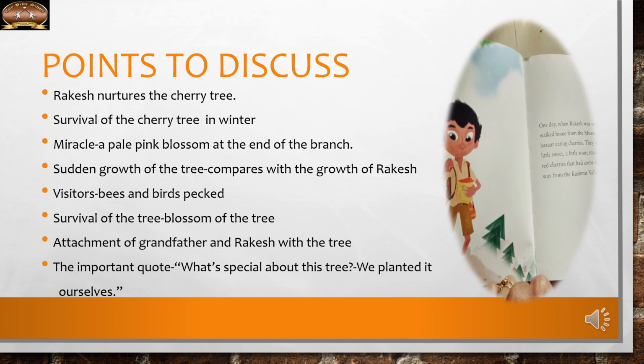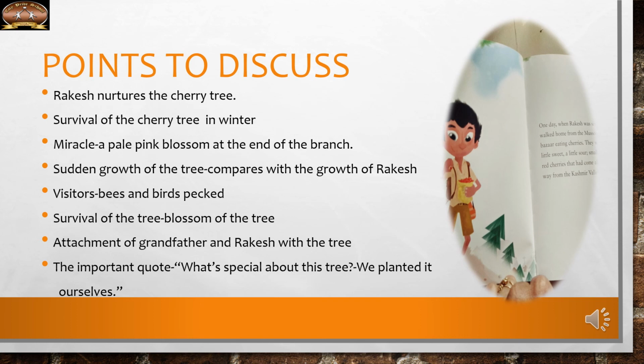Now Rakesh had grown so that he could run and jump and climb trees as well as most boys, and he read a lot of books, although he still liked listening to grandfather's tales. Now it is written that the other visitors to the cherry tree, like bees and tiny birds, pecked at the blossoms and broke them off, but it continued blossoming. So the visitors, bees and birds, peck the blossoms, and the tree survives.